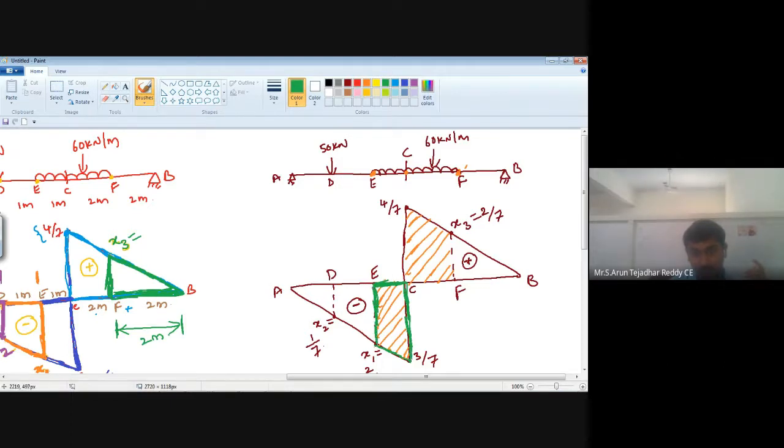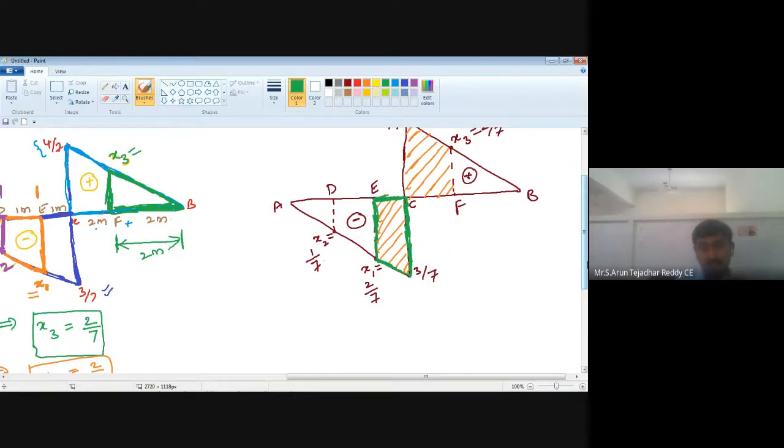Now, what is the shape of the shaded area? This looks like a trapezoidal shape. That green color, you can observe only green color, that looks like a trapezoidal shape. So what is the formula for a trapezoid? (A plus B) into H by 2.